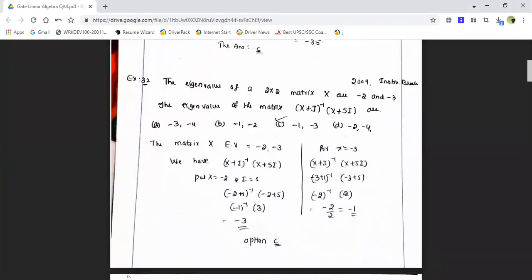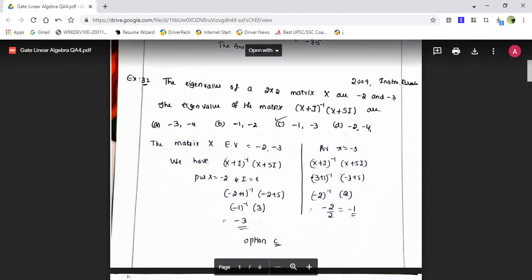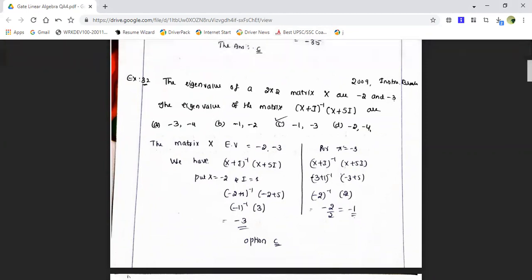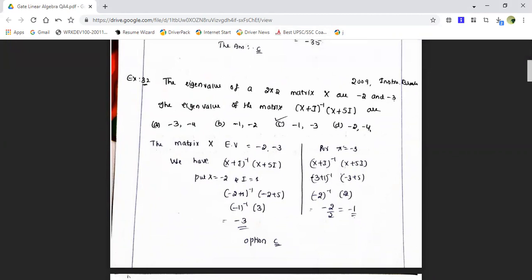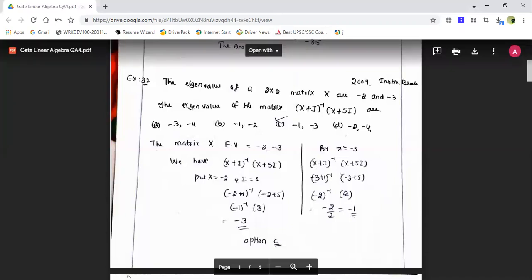Let me take the next example. Here, the eigenvalues of a 2 cross 2 matrix, say that matrix is given as X, are minus 2 and minus 3. The eigenvalues of the matrix (X plus I) the whole inverse into (X plus 5I) are. So they are asking us to find out the eigenvalues of this particular matrix. These are the four options they have given. So now let's start with the problem. Let us consider this matrix X, it has the eigenvalues minus 2 and minus 3.